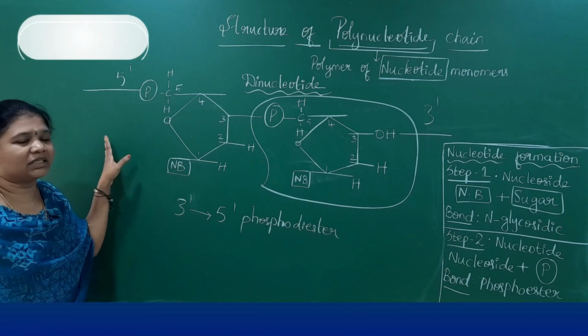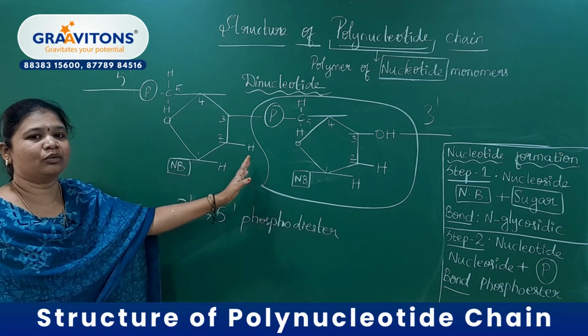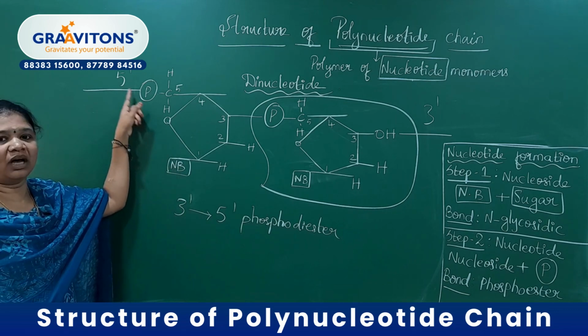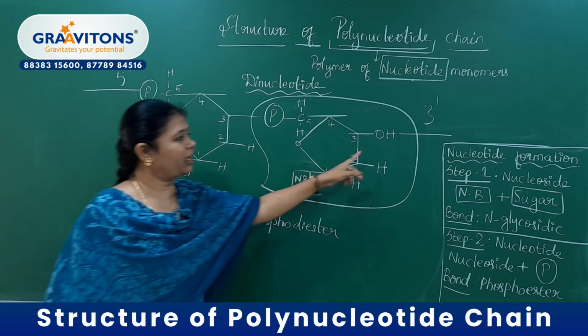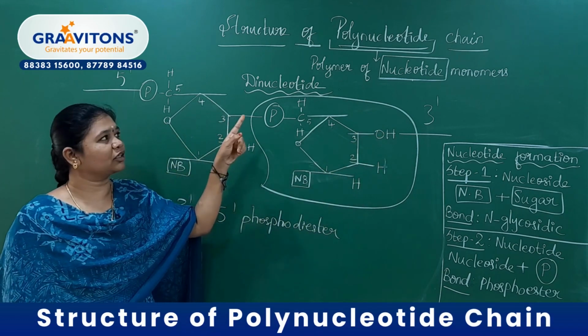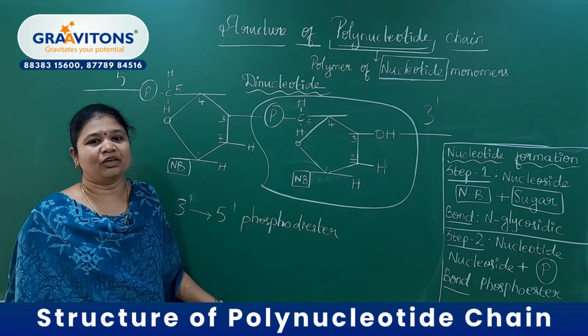If a question gives only a polynucleotide chain and asks which is the 3 prime and which is the 5 prime end, remember: if there is a free phosphate group, it is the 5 prime end, and if there is a free hydroxyl group, it is the 3 prime end. So this is the overall structure of a polynucleotide chain. Thank you, all the best.